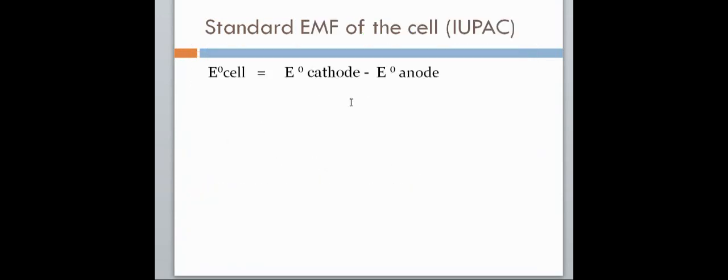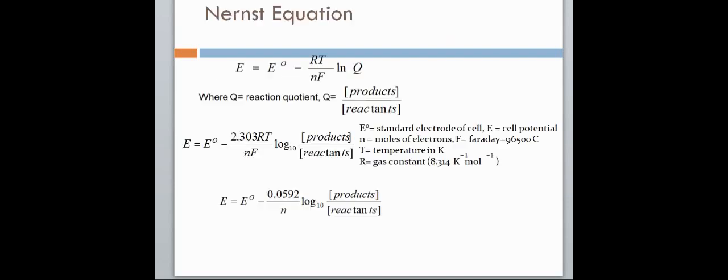Now the standard EMF of the cell, that is E0 cell, also called the cell potential. All I need to do is find E0 cathode and E0 anode, and just subtract. That is how I make use of the standard oxidation potential and standard reduction potential to find the EMF of the cell.